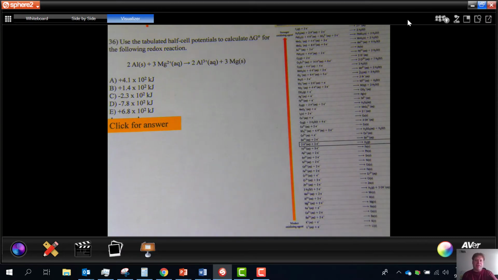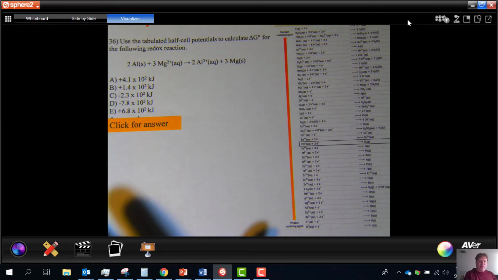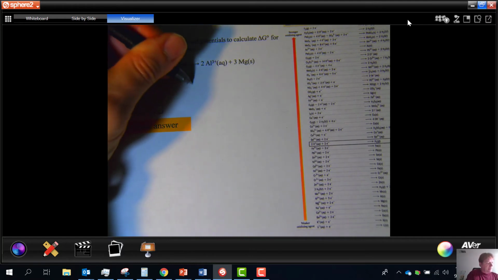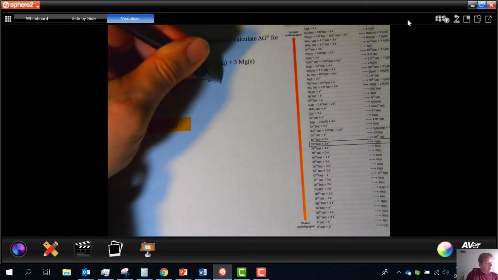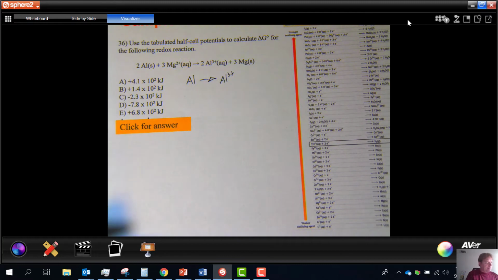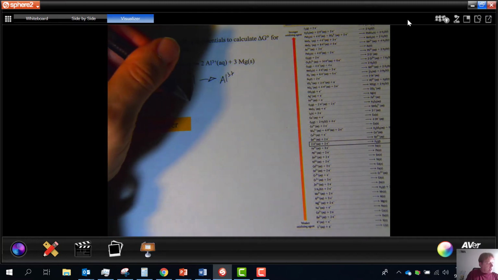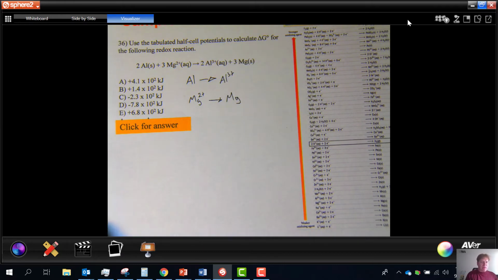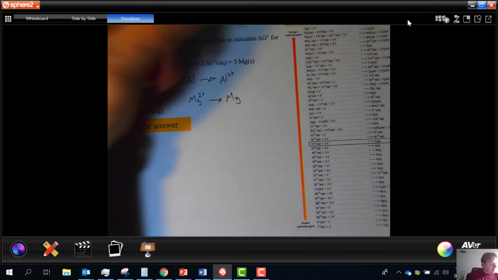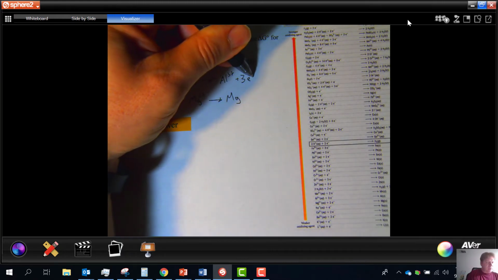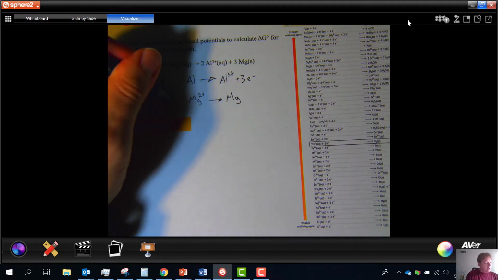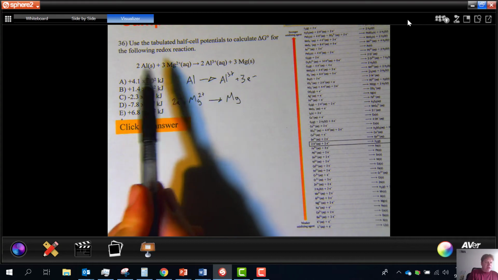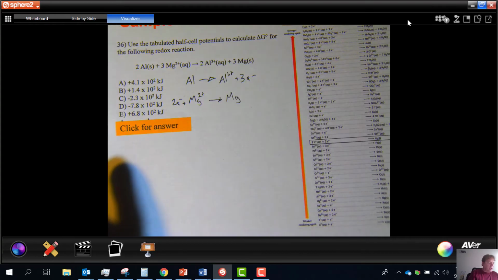Okay, it says use the tabulated half cell potentials to calculate delta G at standard state for the following redox reaction. So we're showing the reaction here. I'm going to go ahead and write the half reactions. So aluminum reacting to form aluminum plus 3 is one of the half reactions. And then the other one is magnesium plus 2 reacting to form magnesium. I almost forgot, we also have the electrons, right? So 3 electrons are lost there, and then we need 2 electrons for this one to work. And then we can see how going from here to here, we would have had to balance that. We're not balancing that right now. That's not what we're focusing on.